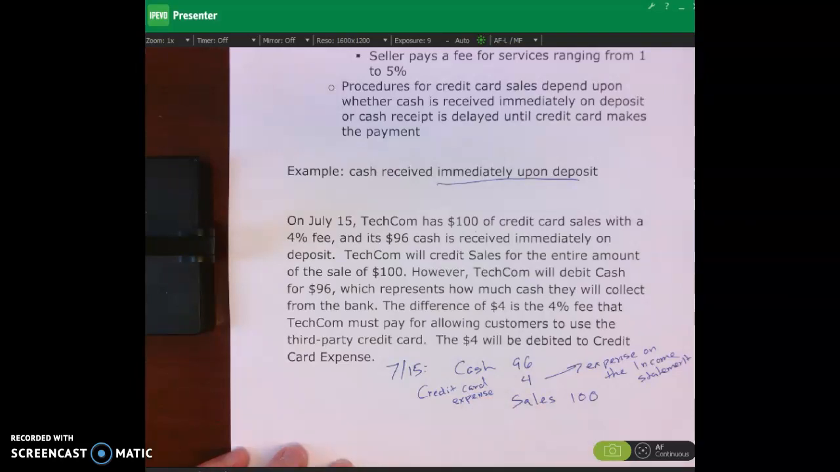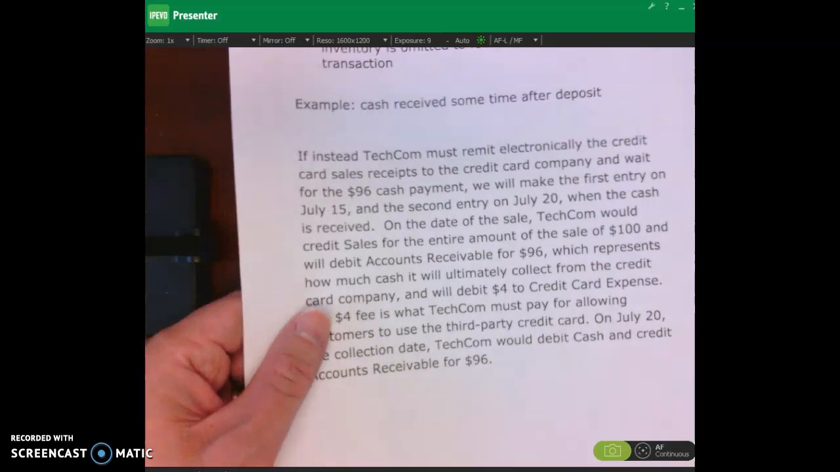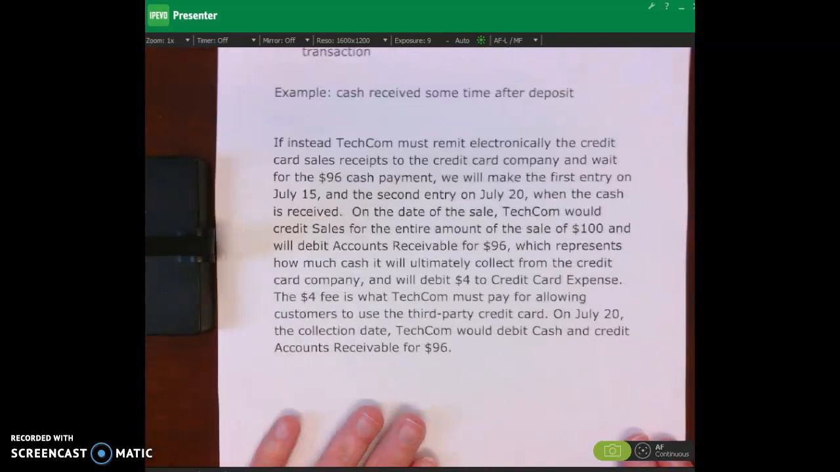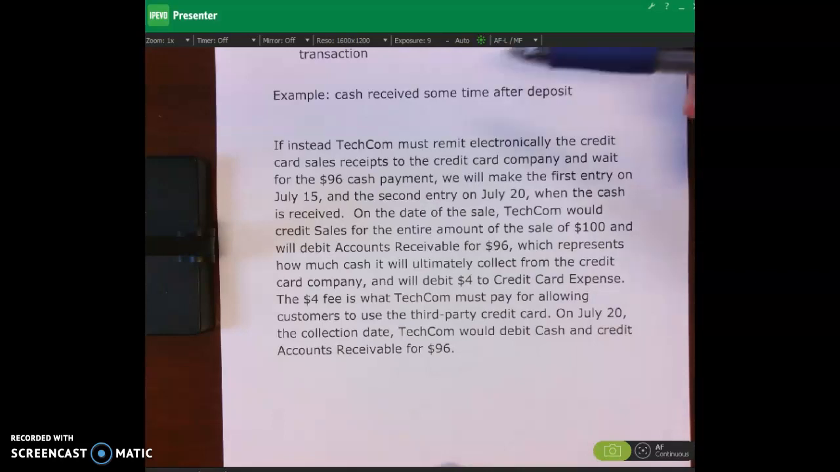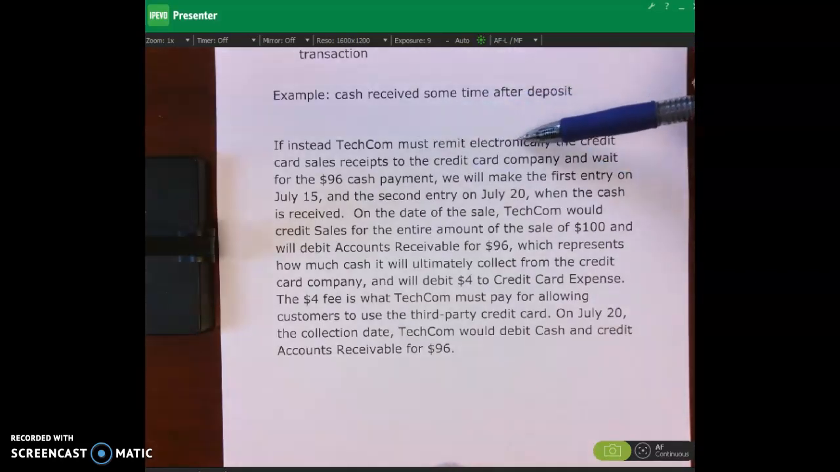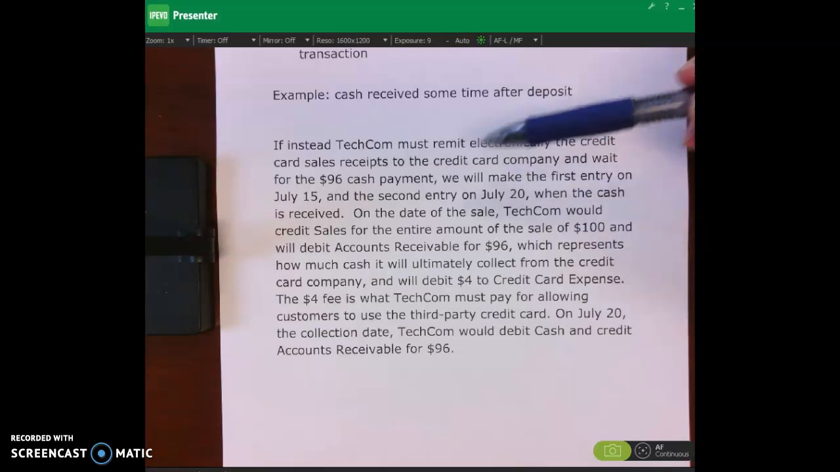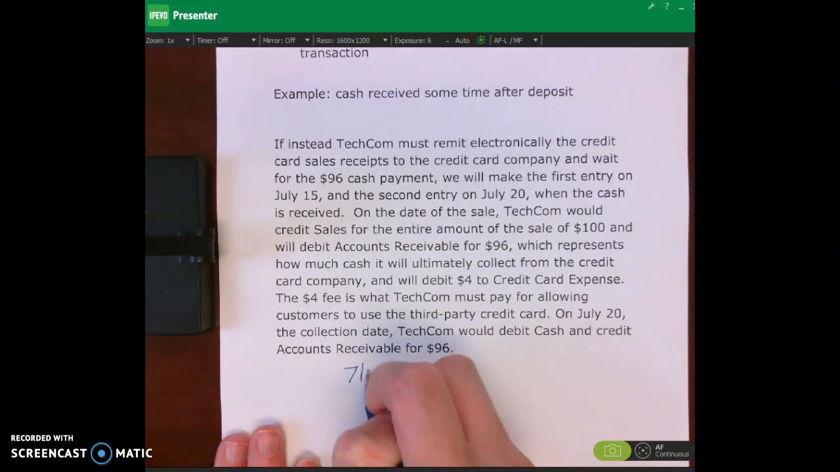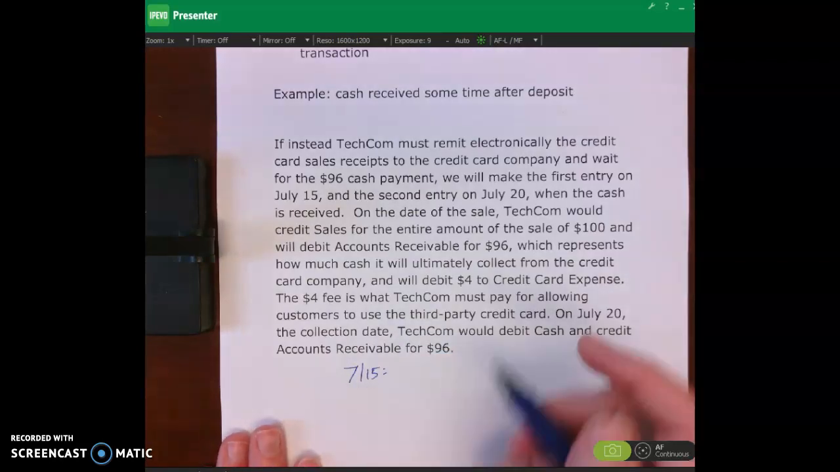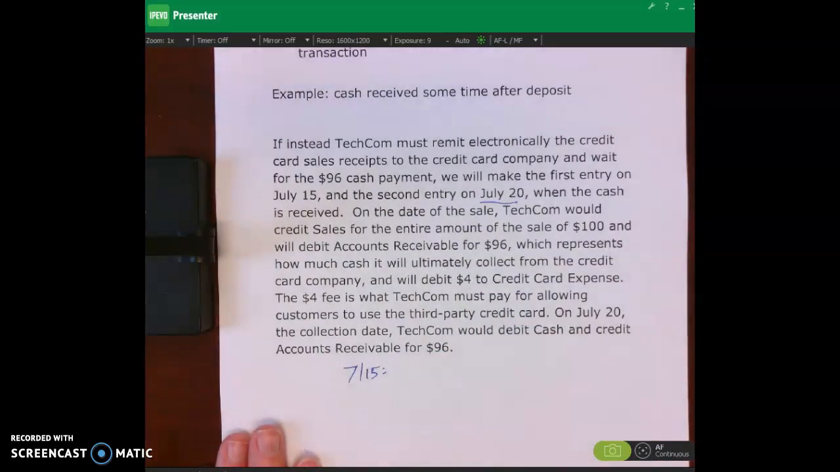Okay? Let's look at the situation where cash is received sometime after deposit. That's what I was saying a few minutes ago, that our company has to remit electronically the credit card receipts to the credit card company and then wait for cash. In that case, let's say they record the sale on 7/15 and then they get paid a few days later on the 20th. So now we have two journal entries. The first one is to record the sale on the 15th, and the second is to record when we get paid on the 20th.